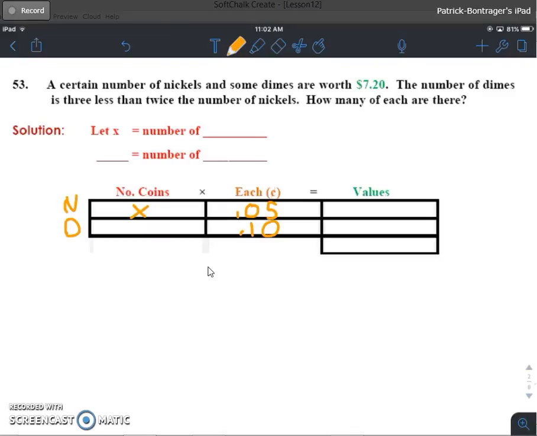All right, how am I going to write 3 less than twice the number of nickels? Well, twice would be 2 times the value of nickels, minus 3. That'd be 3 less. Again, to get that last column, I multiply the 2. And I do not distribute first, but you are more than welcome to distribute if you'd like. Now, I'm going to add those two values together because those are my coins, and I need to equal $7.20. That's 0.05x plus 0.10 times 2x minus 3 equals 7.20.